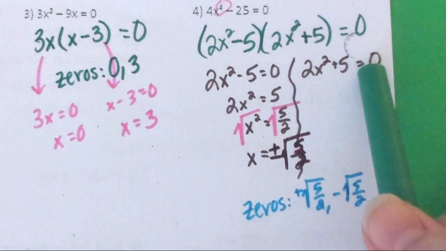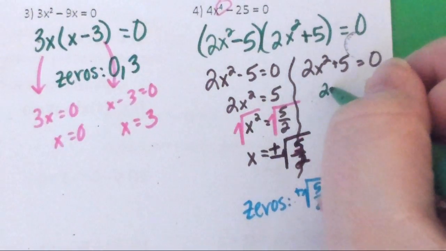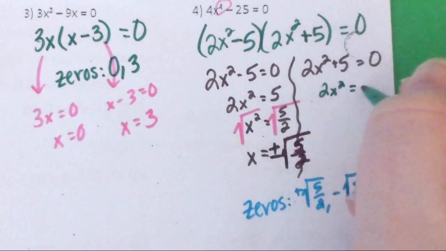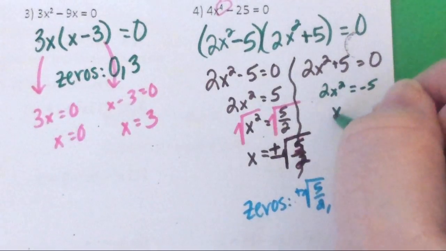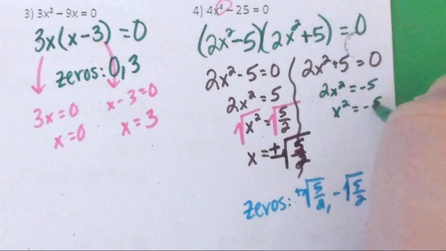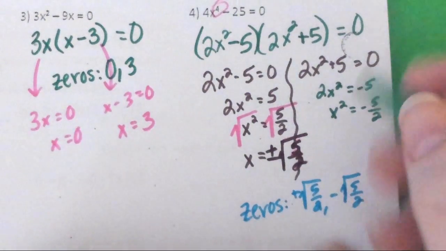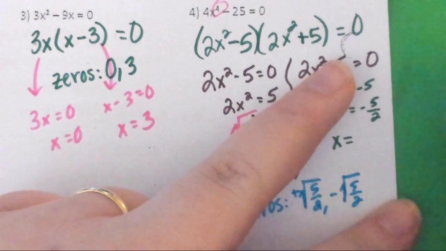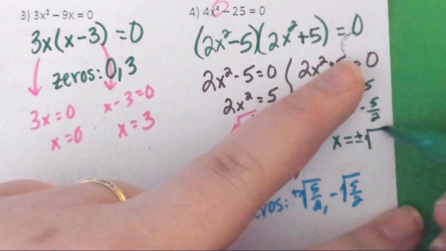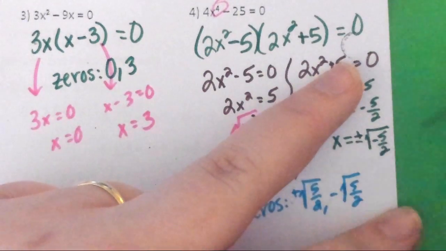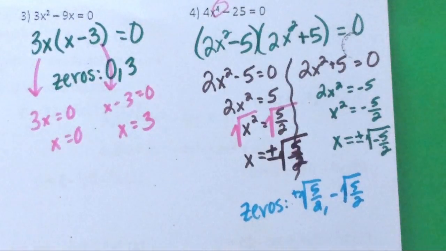Okay, I need to solve this second equation as well. So I move over the 5. I divide by 2. I take the square root. But I'm not done on that one. Why? So what do I need to rewrite that as?